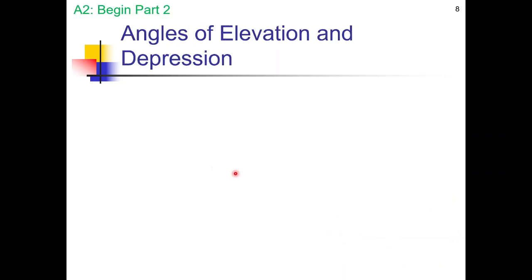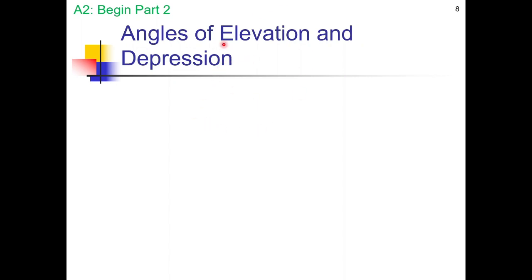So, welcome back, whether you're rejoining us from the CP or continuing on in the honors course. We're going to talk at this point about some real-life applications of SOHCAHTOA and right triangle trig, and a lot of these involve what are called angles of elevation and depression, so we're just going to define these so that we kind of know what we're talking about when we see them in these problems.